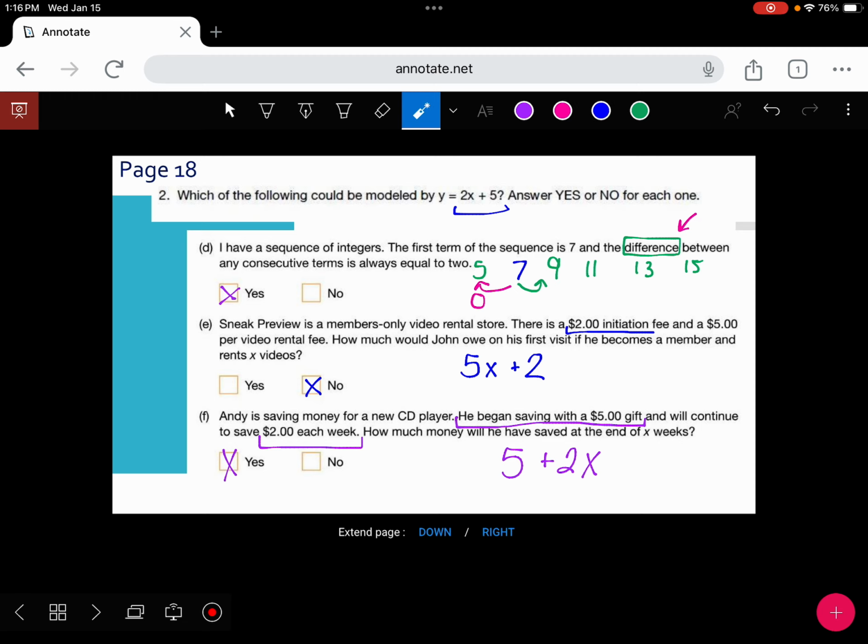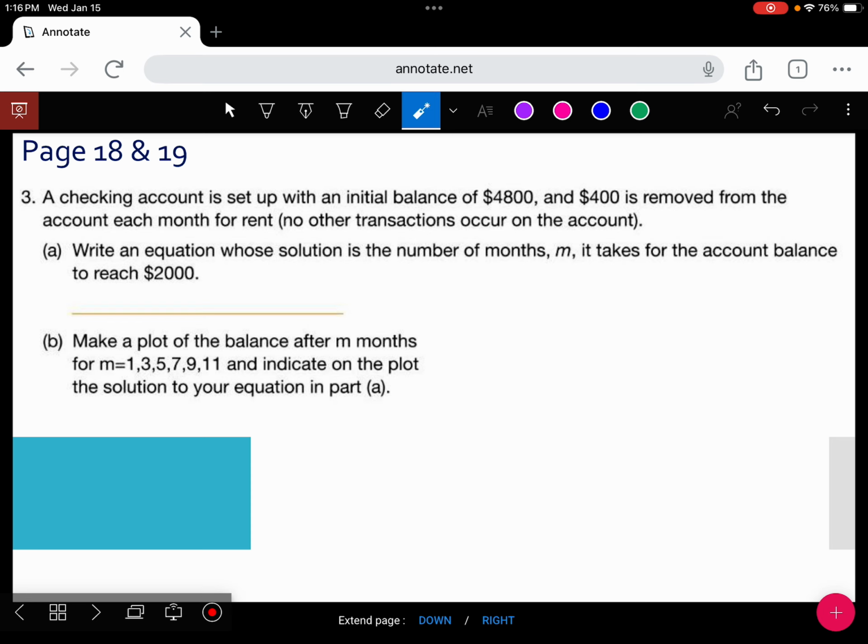Okay, the last piece we're going to do is we're going to look at number 3. And I know it's right at the bottom of the page. On the next page, there's a whole big sheet of graph paper. Because what we're asked to do is write an equation, and we're going to make a plot. You're going to draw your own graph.